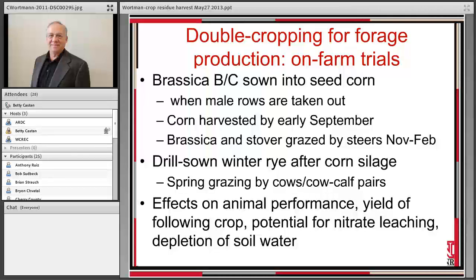The other option that farmers have gained quite a bit of experience with is drill sowing winter rye after corn silage. So again, you're doing it quite early, giving time for growth. And in the trials we're planning, we'll look at the spring grazing by cows or cow-calf pairs. We're interested in determining effects on animal performance, the yield of the following crop, and that's very important, and the potential for nitrate leaching and depletion of soil water. So these are to be done on farm with sowing this late summer or early fall.